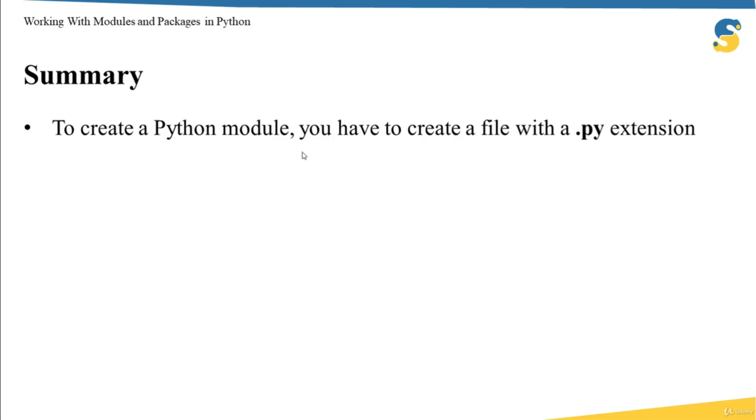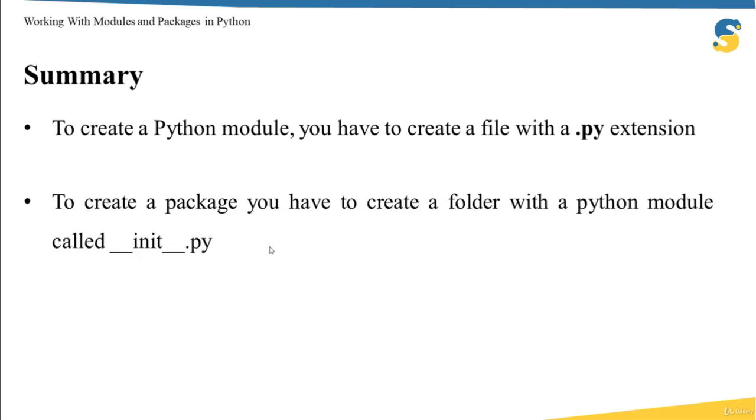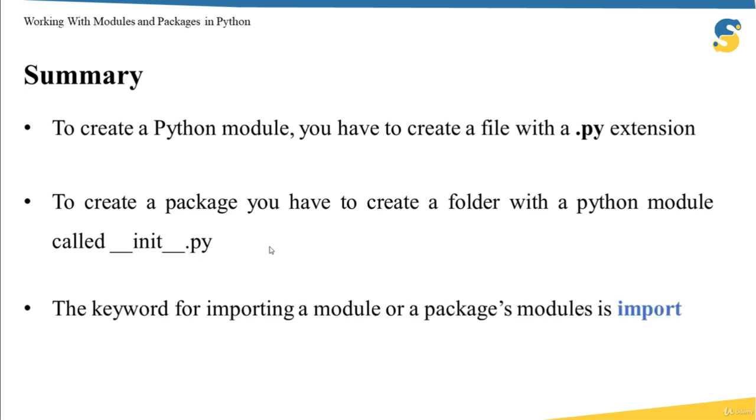Now let's summarize what we have learned in this lecture. First of all, we have talked about modules and we saw how we can create a module. In order to do that, simply create a file with .py extension. After that, we talked about packages, and we said if you want to create a package, simply create a folder and within that folder, there should be a file named init.py. We saw that if I want to import names from modules or packages, the keyword to do that is import.